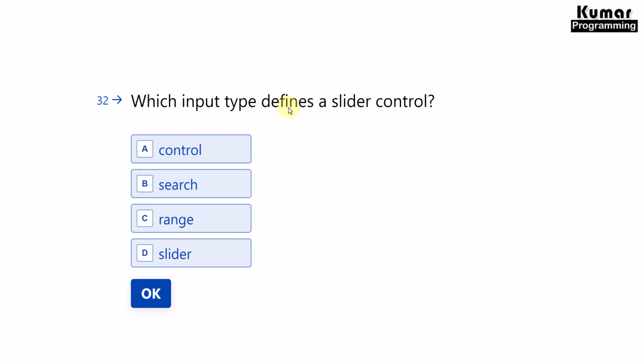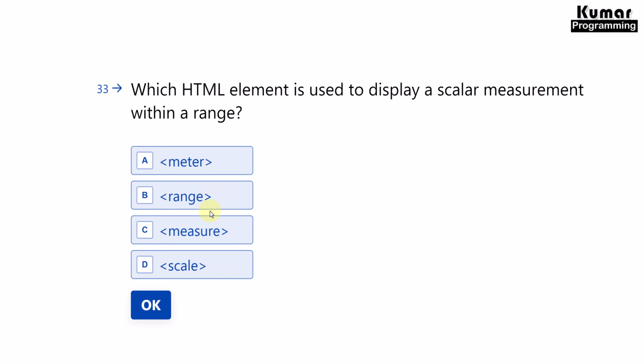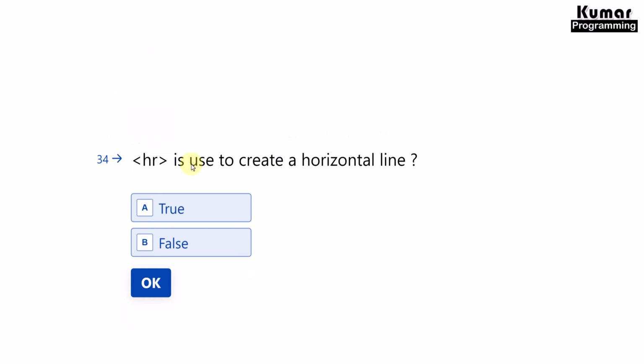Which input defines a slider control, right? So range is the input type which defines a slider control. That's the correct answer. Now, which element is used to display a scalar measurement within a range? That is the meter one, right? We use the meter element to show a scalar measurement within a range. That is the correct answer.